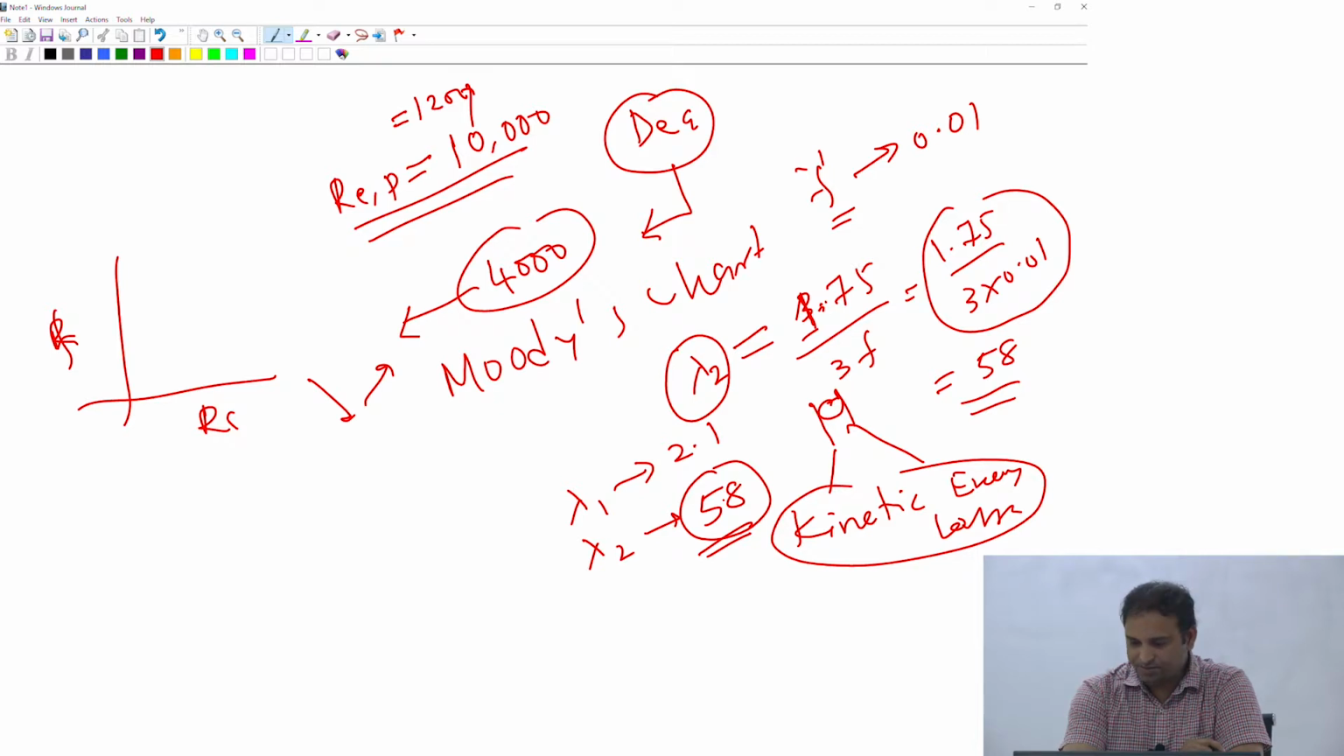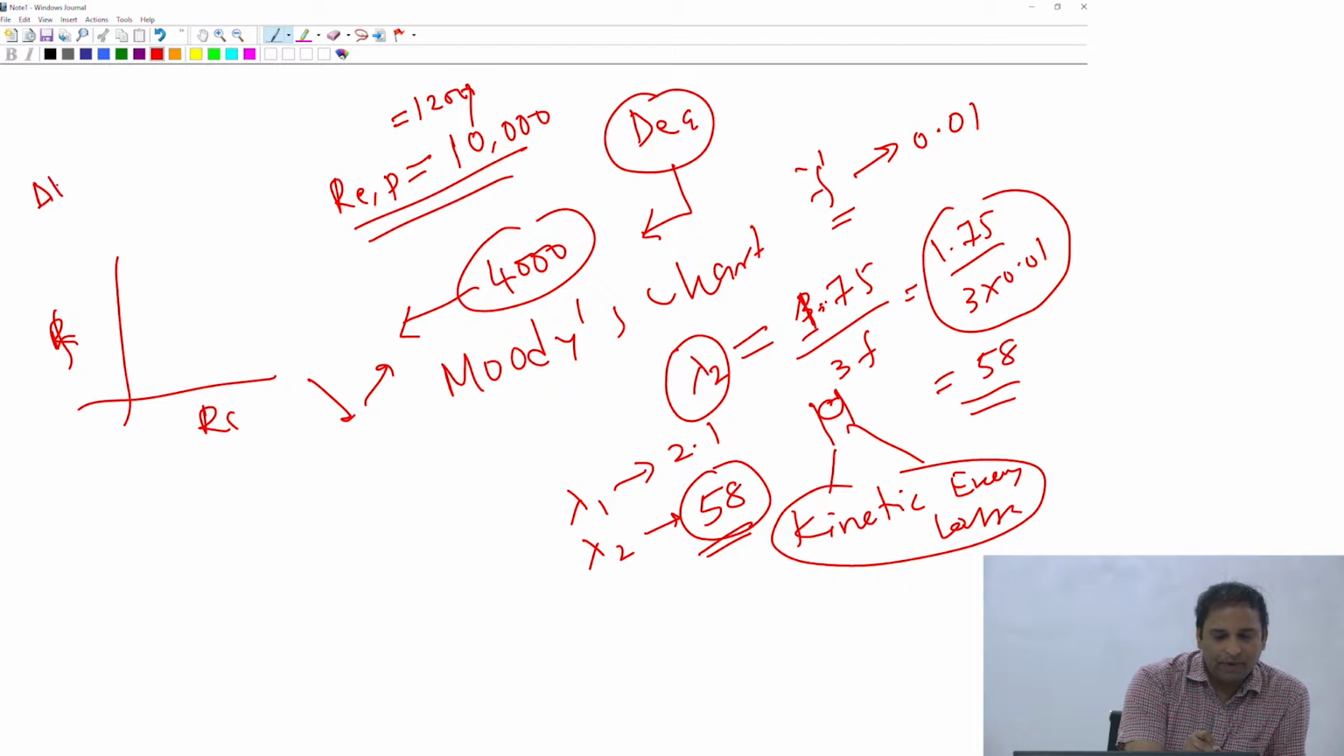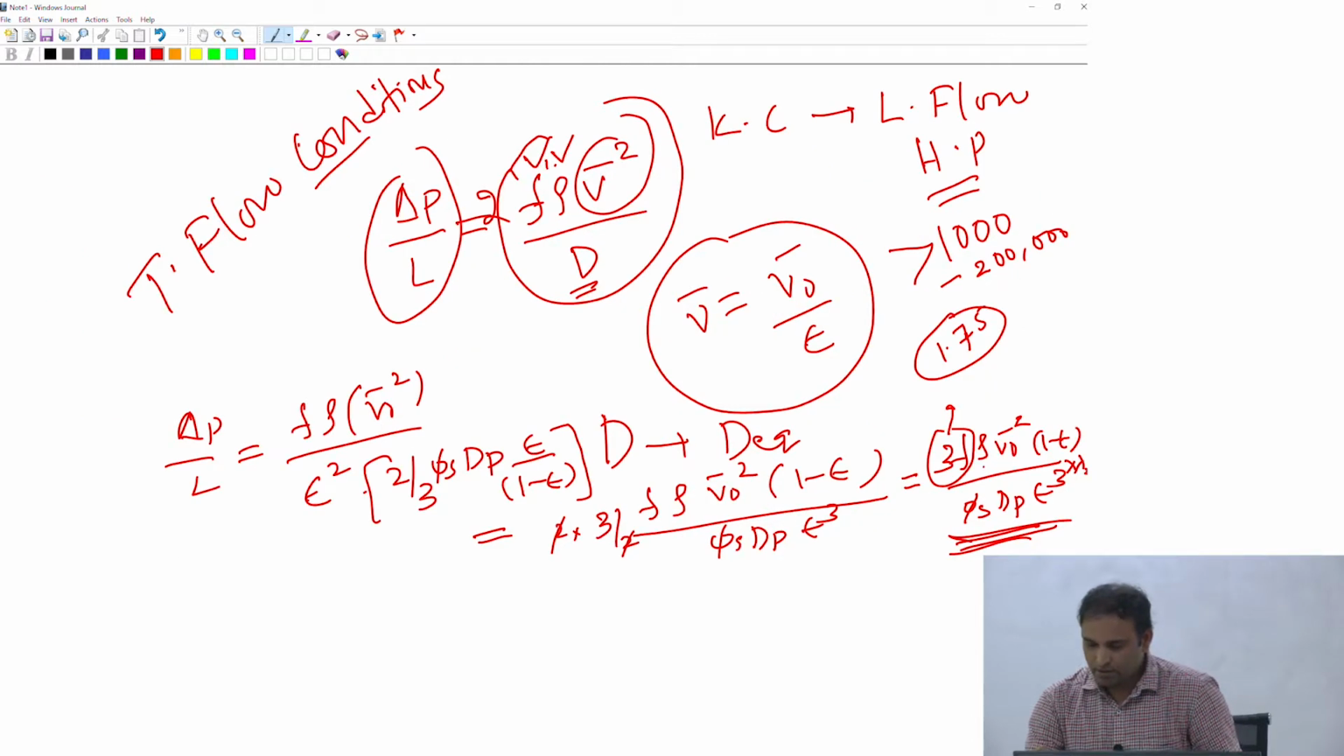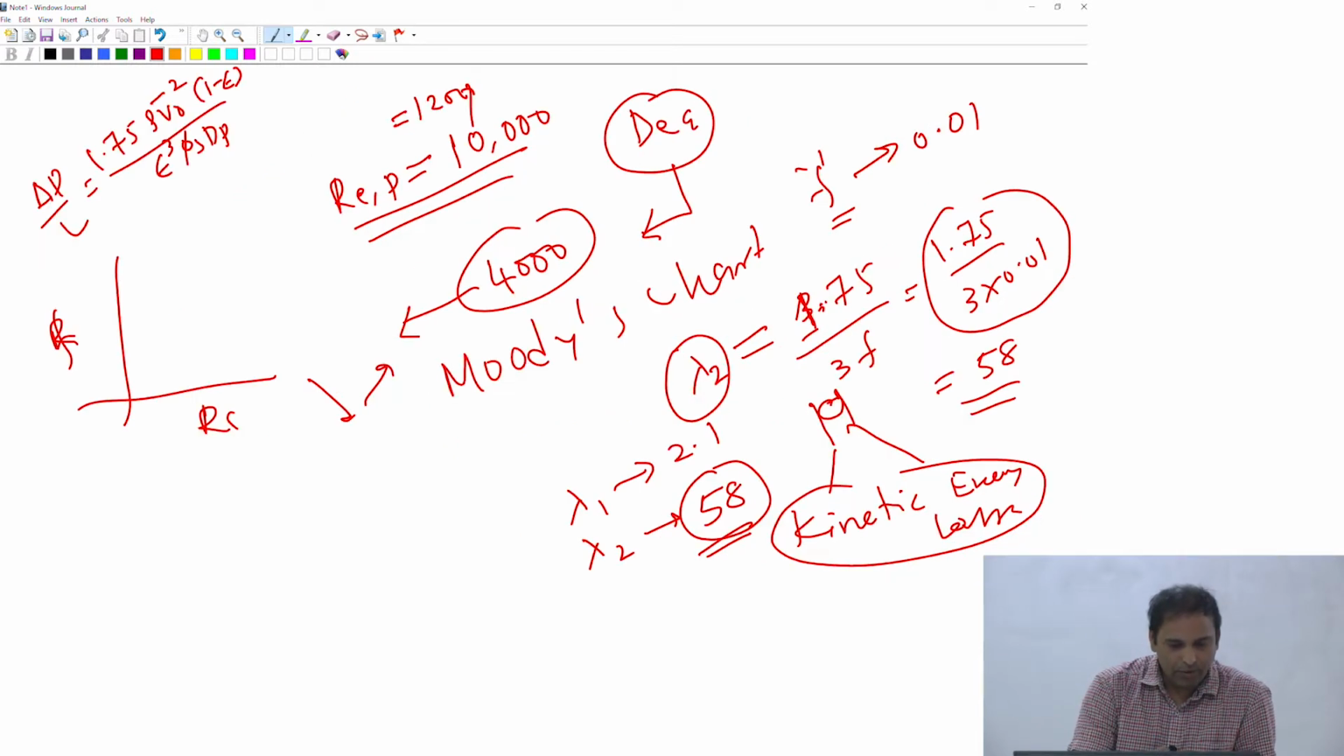So that is what is called this expression. I'll go back to the next expression: delta P by L, which is 1.75 times rho V naught bar square times 1 minus epsilon, divided by epsilon cube times phi s times dp. That's the expression that we developed in the previous slide: rho V bar square, 1 minus epsilon, phi s dp, epsilon cube, multiplied by 1.75.